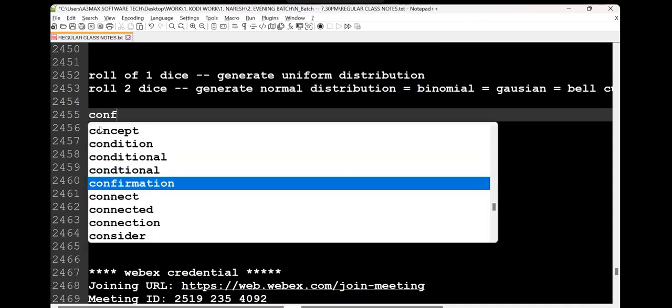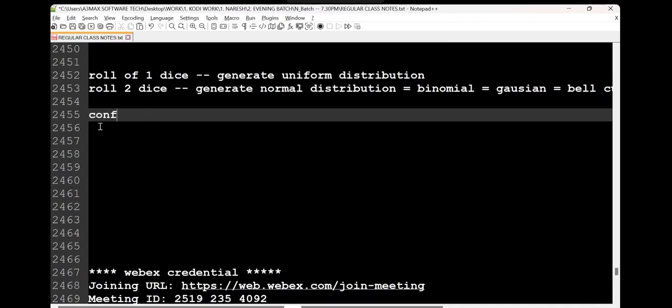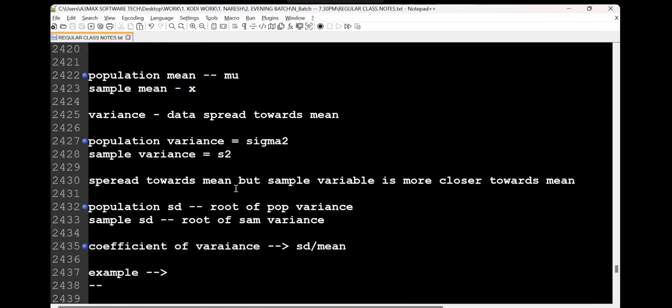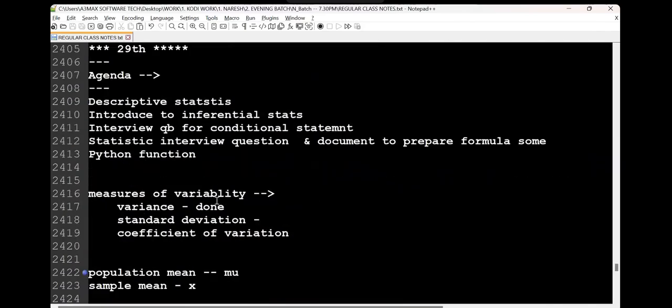And another concept is confidence interval, hypothesis testing, null hypothesis. It's a little tough, not tough, but don't worry, I'll make it easy. Up to this, are we clear? Let me review again whatever topics I covered so far.